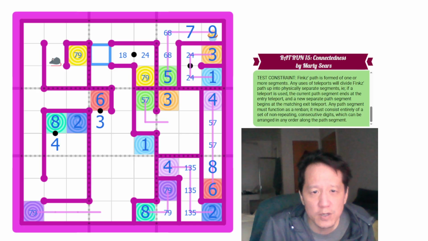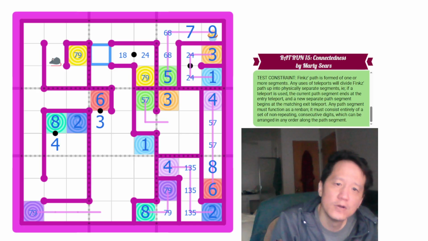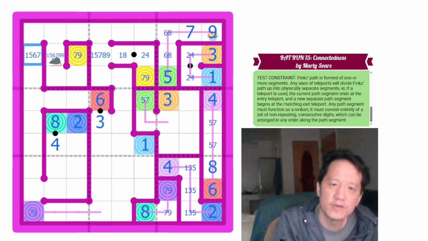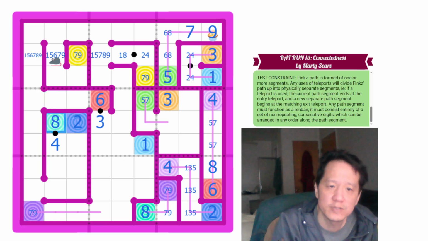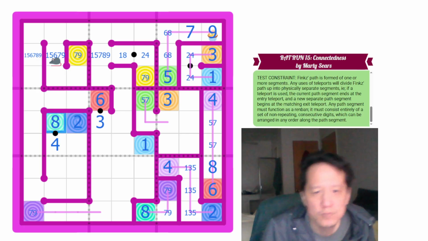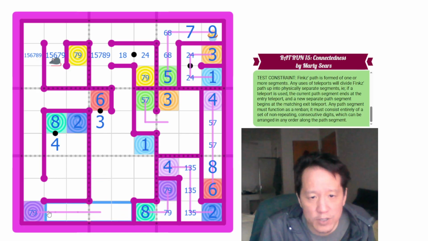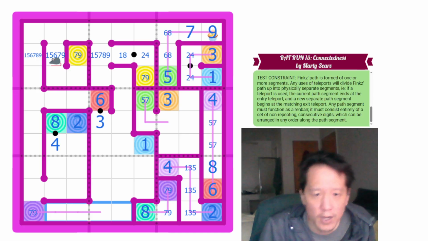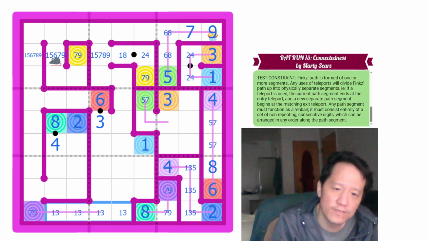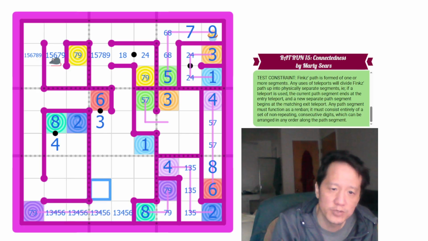Therefore, this becomes, what do we have? 1, 5, 6, 7, 8, and 9. But this can't be 6 because of that 6. And this is 1, 5, 6, 7, 8, and 9. But this can't be 8 because of this 8. The rest of this row, in row 9, have to be 1, 3, 4, 5, 6. And those are the only possibilities. This can't be 3 or 6. This can't be 4.